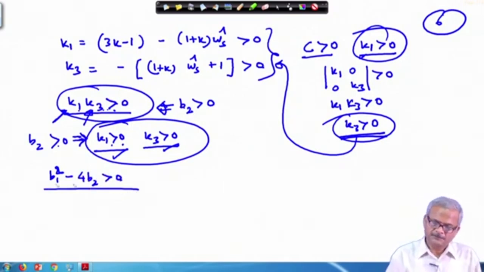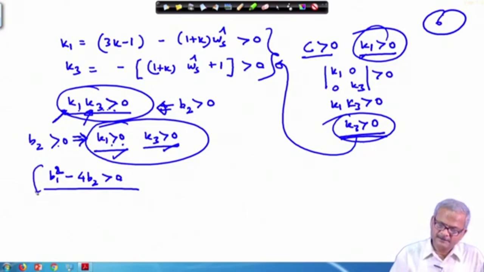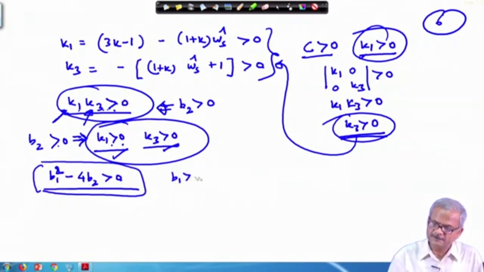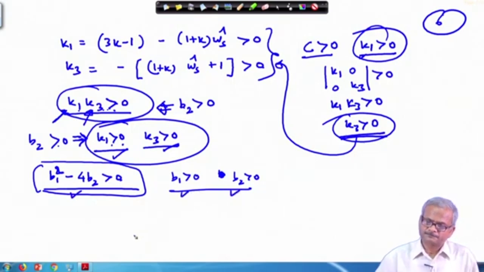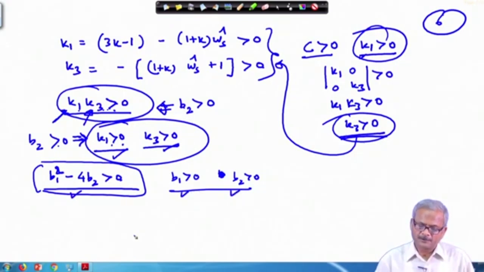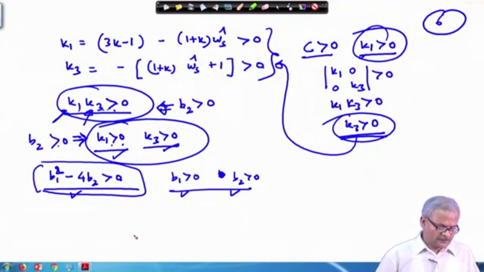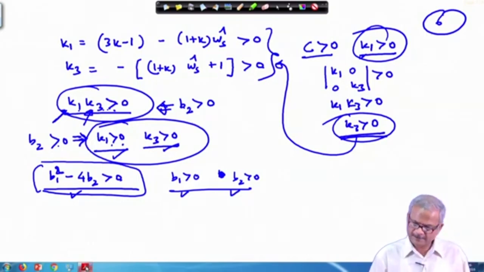Okay. So, taking this, we can plot it. B1 greater than 0 and B2 greater than 0, and this part we can plot. And if we plot, the plot will look something like this.